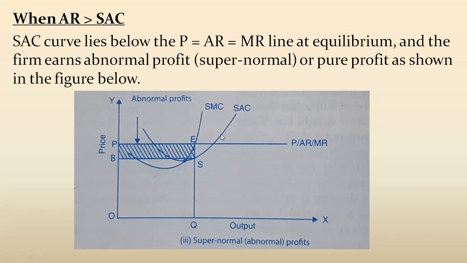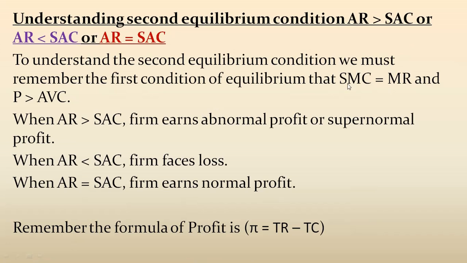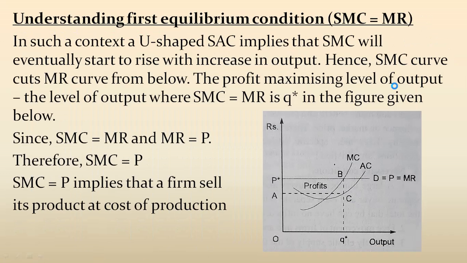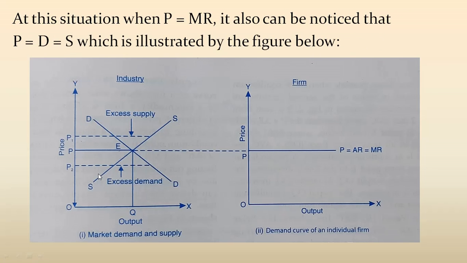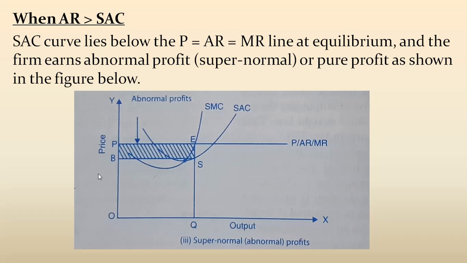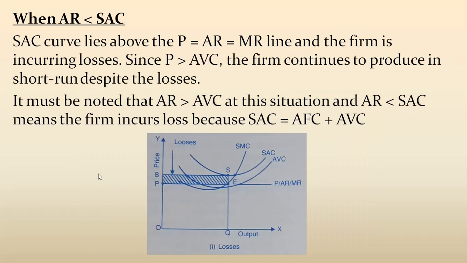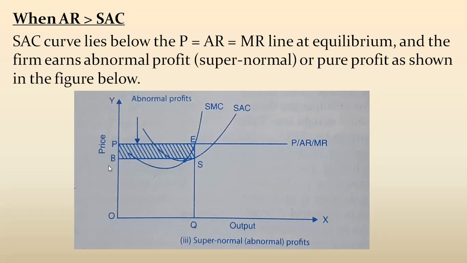Just have a look at this point of intersection between SMC and SAC. This point is lying below the point of equilibrium. Now, when will you achieve the point of equilibrium? As I have already said, the first necessary condition is that SMC should be equal to MR. In the first lecture video I explained that SMC equals MR is the first necessary condition of equilibrium, and this remains fixed in all three cases, whether AR is more than SAC, AR is smaller than SAC, or AR equals SAC. You can see here that this is the point of equilibrium, where SMC intersects P or AR or MR.